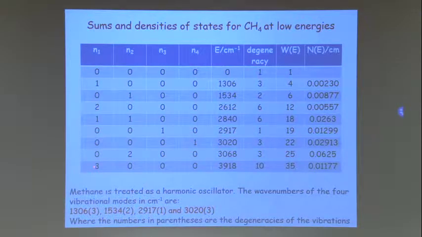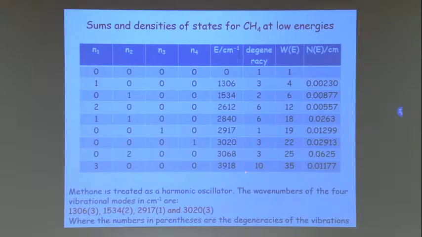Here's 3 quanta in mode 1. We won't go through exactly how you calculate the degeneracy, but it's a degeneracy of 10. It's the number of ways you can arrange them in these 3 different modes. So the degeneracy there is 10, and the sum of states by this stage has got up to 35. Okay, so that's what we mean by the sum of states.